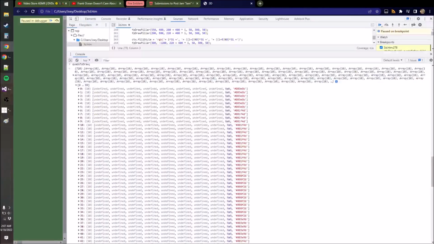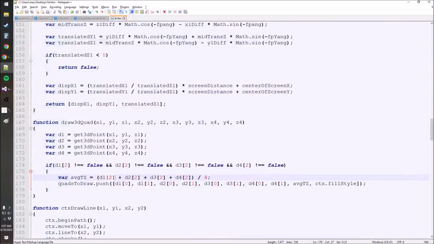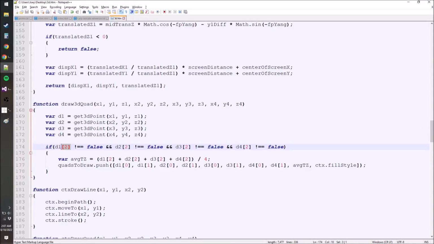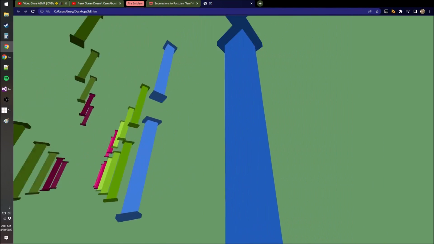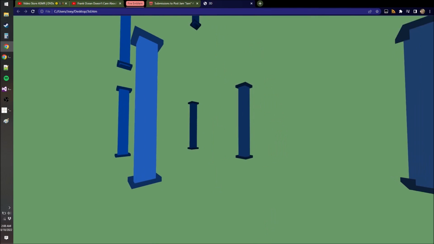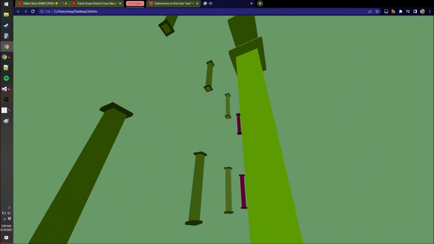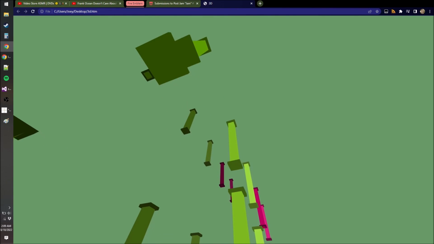I think our problem is right here. I'm saying D1 of 2, but I should just be saying D1. I think that's because of the way that I'm returning false. I'm not returning 0, 0 false. I'm just returning straight false. That'll fix it. Okay, I don't see the same issue anymore. And then the other issue here looks like a Z fighting issue more than anything else.